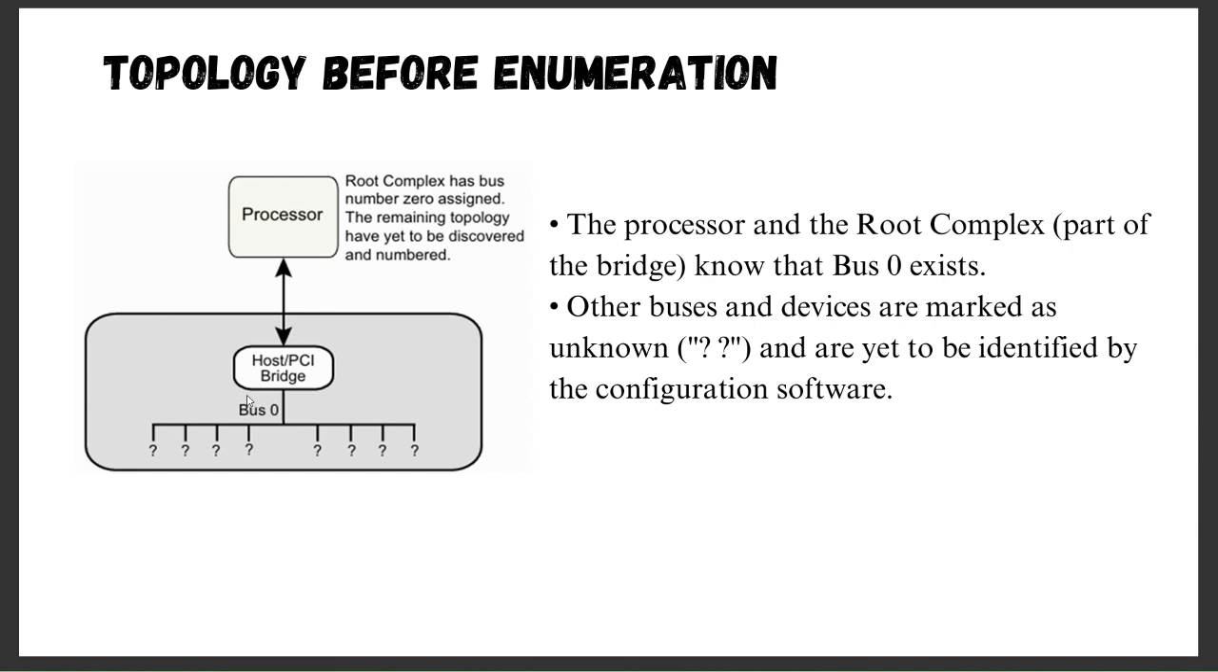The first thing that happens is that the processor and the root complex know that bus 0 exists. The other buses and the devices are marked as unknown and are yet to be identified by the configuration software.